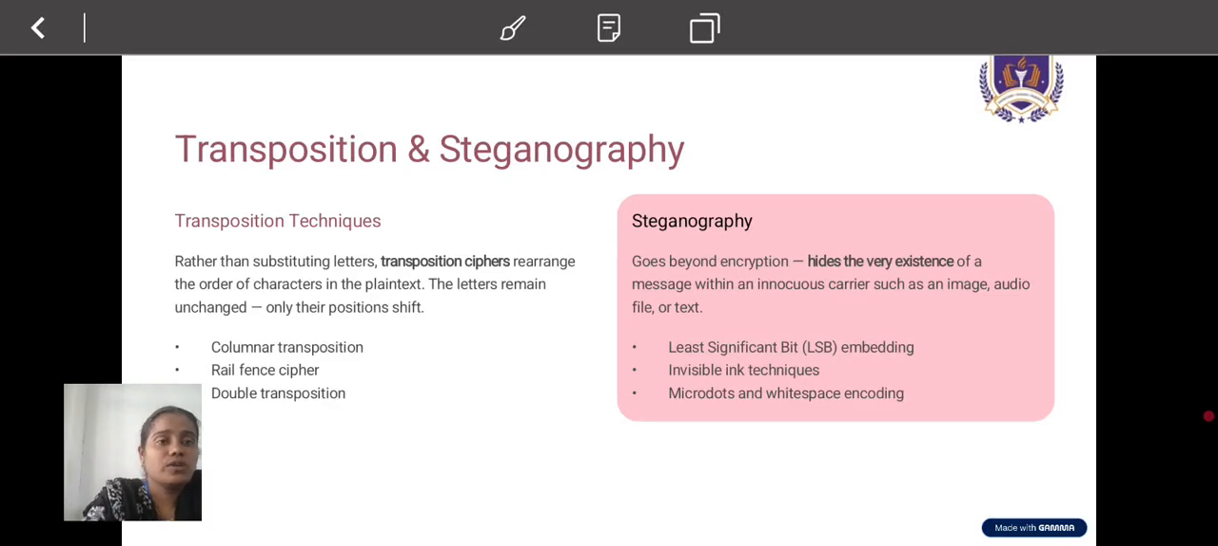Next one is steganography. It goes beyond encryption and hides the very existence of the message within an innocuous carrier such as an image, audio file or text. The points are least significant bit embedding. Second one is invisible ink techniques. Third one is microdots and white space encoding.